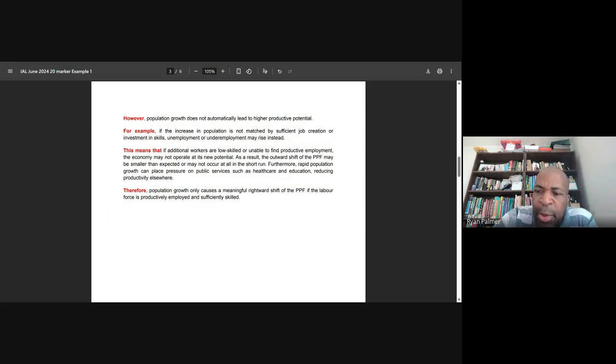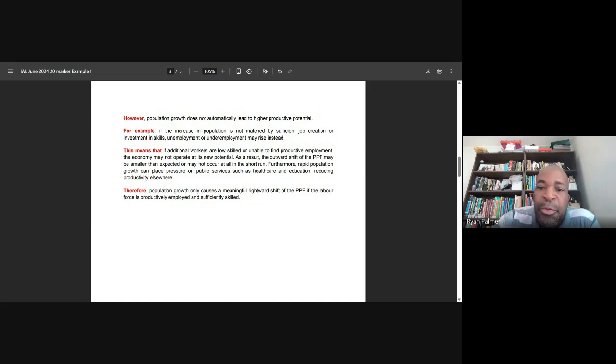So we explain that in the next part. This means that if additional workers are low skill or unable to find productive employment, the economy may not operate at its new potential. As a result, the outward shift of the PPF may be smaller than expected or may not occur at all in the short run. Furthermore, rapid population growth can place pressure on public services such as healthcare and education, reducing productivity elsewhere. So there's a danger that just growing the population could actually lead to negative productivity gain.